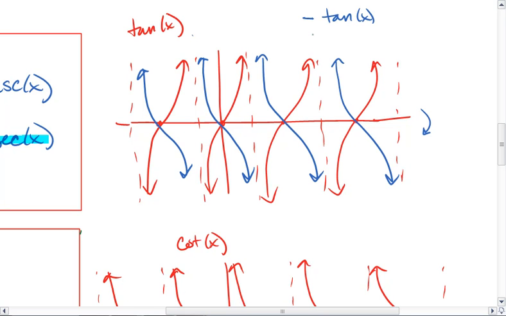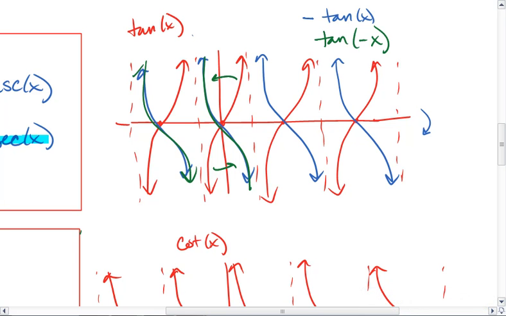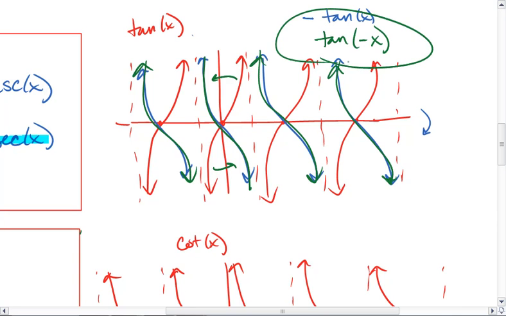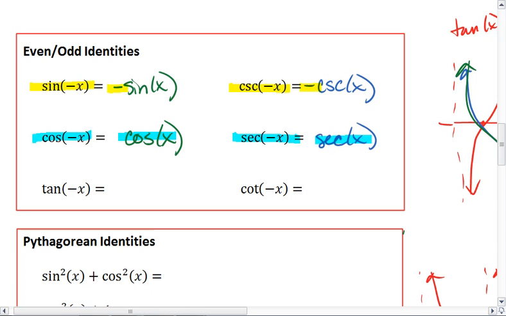Let's see what happens when I reflect across the y-axis. Tan of negative x. I see that this right side gets moved left and the left side gets moved right. That this red here is reflected onto the blue over here, and vice versa. Meaning, tan of negative x is equal to negative tan x.